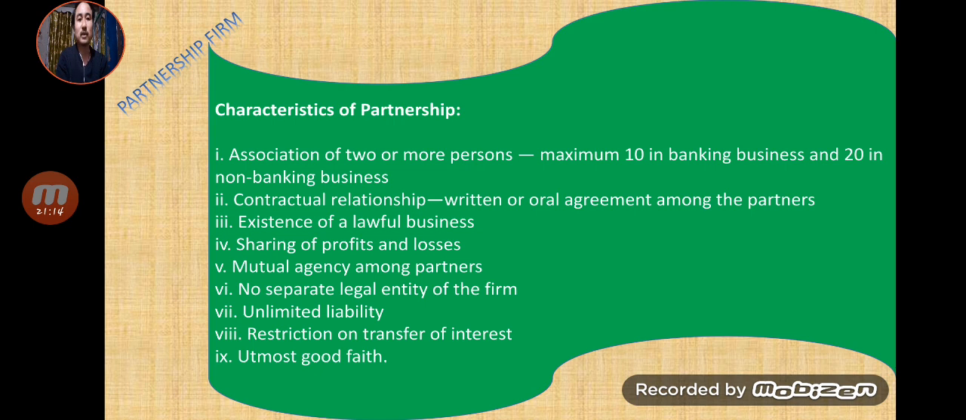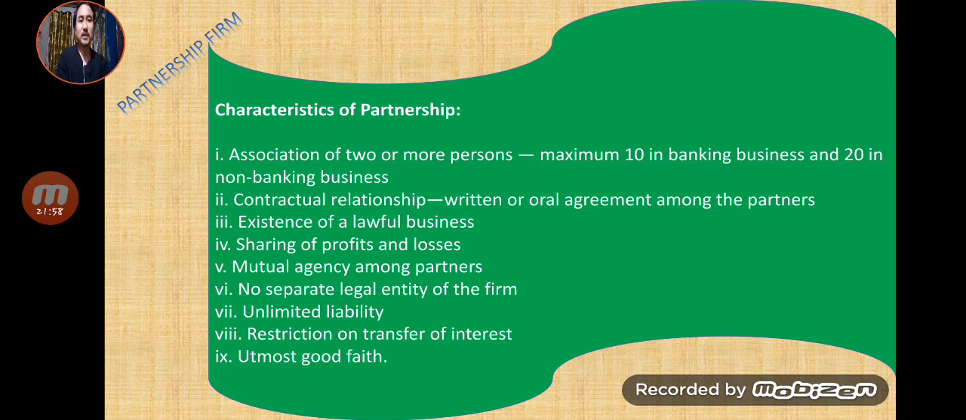Then existence of lawful business, and sharing of profits and losses. Obviously, as it's already defined by the Partnership Act 1932, partnership is about sharing the profits and losses. Obviously, setting of profits and losses is not possible without the mutual consent of the partners. And another characteristic of partnership is unlimited liability. Unlimited liability means that if the company makes losses, the level of liability might increase without limit, which means it's risky.